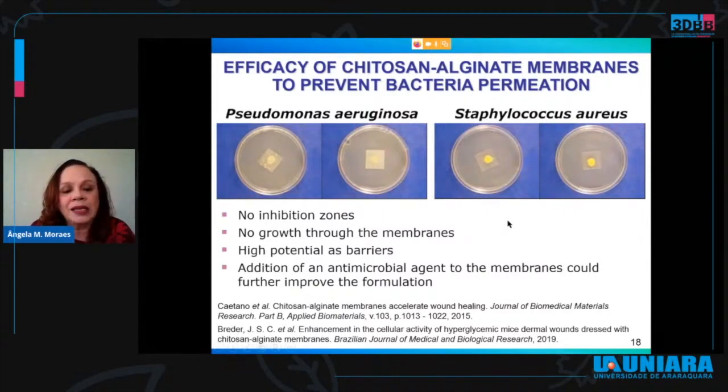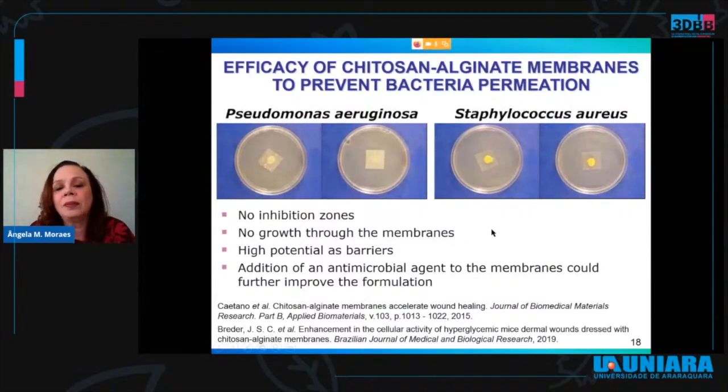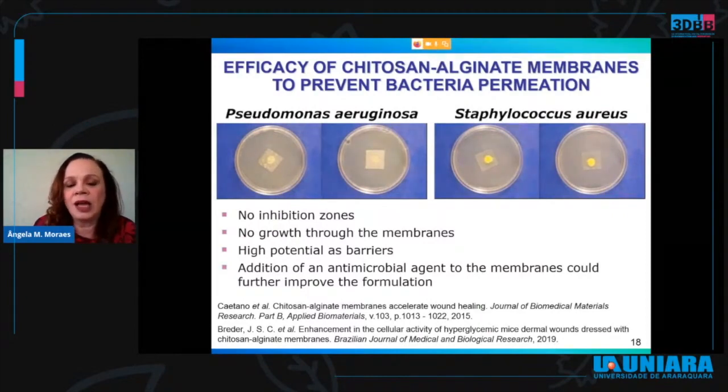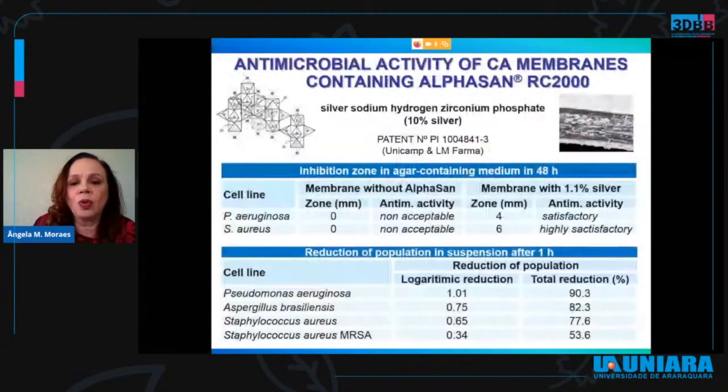However, when we applied these membranes on top of an agar medium, and put some drops of a very concentrated suspension of the bacteria on top of the membranes, we observed that there was no growth of the cells through the membranes. So these membranes have a very high potential to be used as barriers to avoid contamination from the environment. But if we wanted it to have an antimicrobial activity, we should then add an antimicrobial agent to its formulation to improve this particular goal.